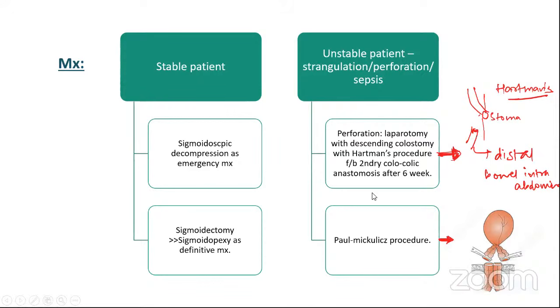What other management we can do is Paul Mikulicz's procedure. In that, we don't close the distal part. We bring both parts outside, the distal as a mucous fistula and the proximal as the proper stoma, which will take out the fecal output. We just resect the sigmoid colon with the obstruction and bring both the loops outside, right? That is called Paul Mikulicz's procedure. This was about the management of a sigmoid volvulus.